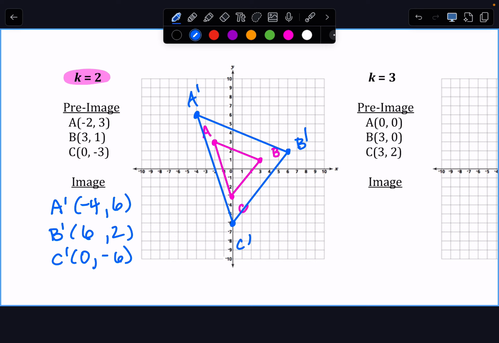Okay, so let's talk about these shapes. From our center, aka the origin, each coordinate has doubled its distance from the origin. So notice how, however far away A is, now A is twice as far. You see that? However far B is, now B is twice as far. That is what is happening. Sound good? Absolutely.